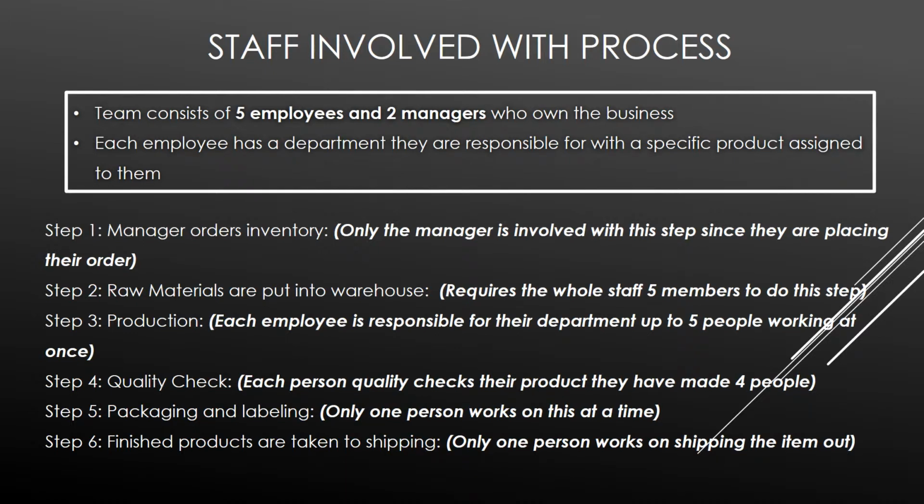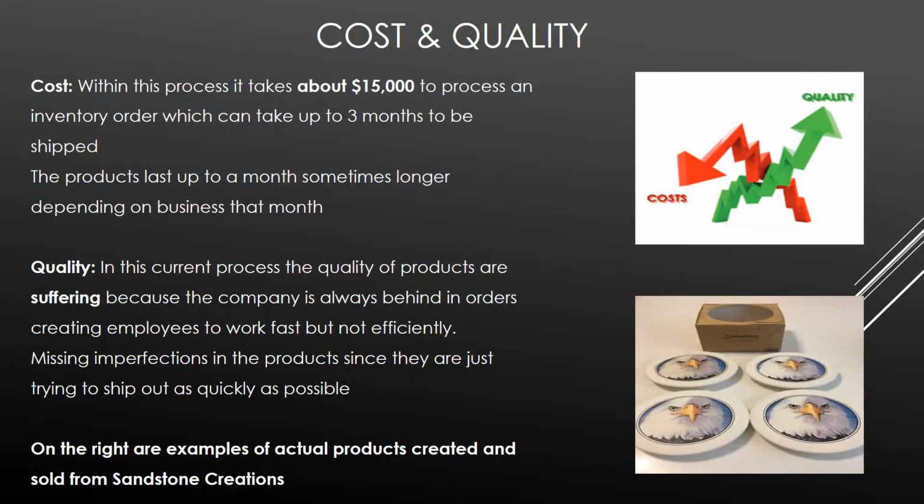Step 3. Production. Each employee is responsible for their department, up to 5 people working at once. Step 4. Quality check. Each person quality checks their product. Step 5. Packaging and labeling. Only 1 person works on this at a time. Step 6. Finished products are taken to shipping. Only 1 person works on shipping the item out.